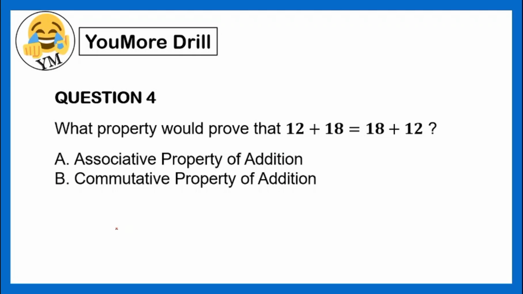Number 4. What property would prove that 12 plus 18 is equal to 18 plus 12? So, observe natin yung dalawa. Yung 12 saka yung 18, nag-transfer lang. Nag-transfer, nag-commute. Diba? Di commutative property siya. Bakit hindi pwedeng associative? Associative groupings.